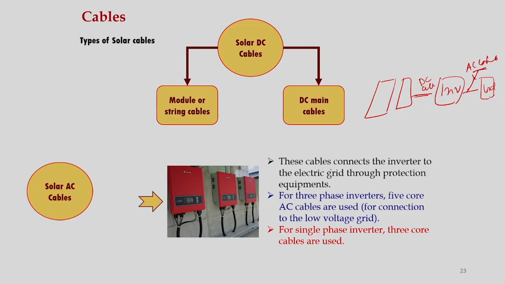These cables connect the inverter to the electric grid through protection equipment. Of course, there will be many pieces of equipment in between. For three-phase inverters, 5 core AC cables are used for connection to the low voltage grid, and for single phase inverters, 3 core cables are used. So, that also we know, when to use what kind of cables.